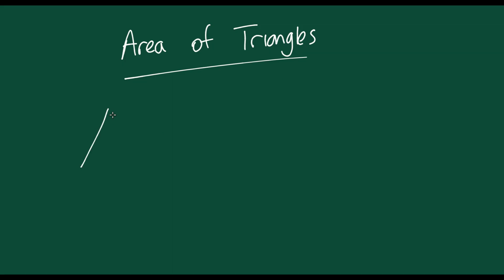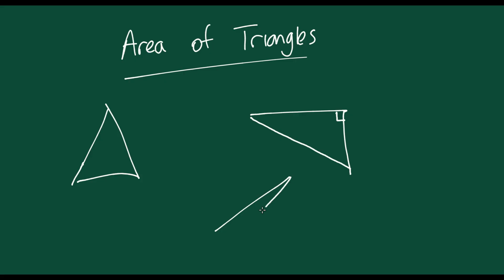Let's talk about the area of triangles. Triangles come in many shapes and sizes. This would be an acute triangle. This would be a right triangle. This would be an obtuse triangle. Right? But they all share a common formula.